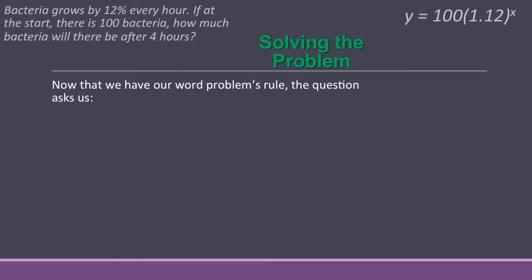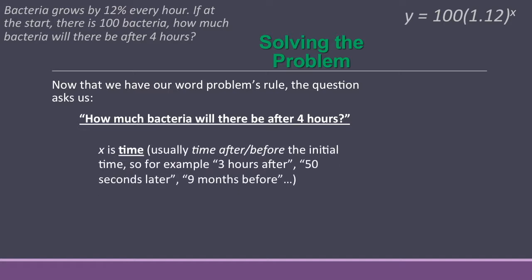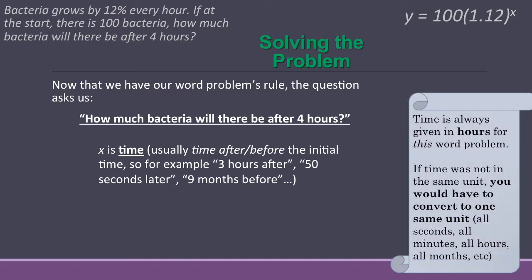We have the word problems rule in the corner there, y is equal to 100 times 1.12 to the power of x. The question, though, says to us, how much bacteria will there be after 4 hours? Remember that I've already mentioned this to you in a few slides earlier. X is always time, usually the time before or after the initial time. So for example, 3 hours after, 50 seconds later, 9 months before. What's important though is that time has to be the same unit. In our case, time is always given in hours. 12% every hour, after 4 hours.